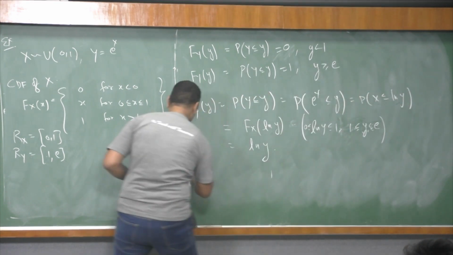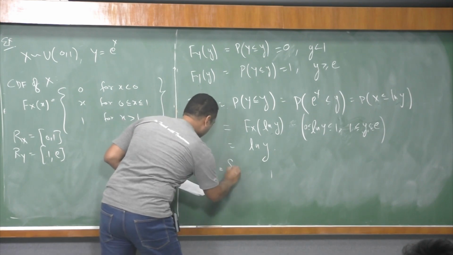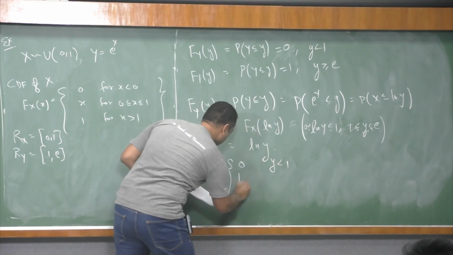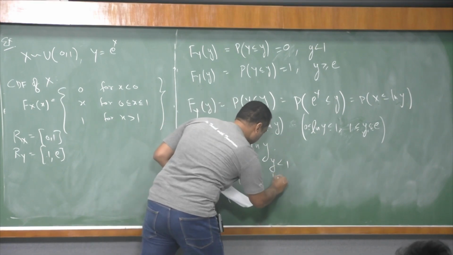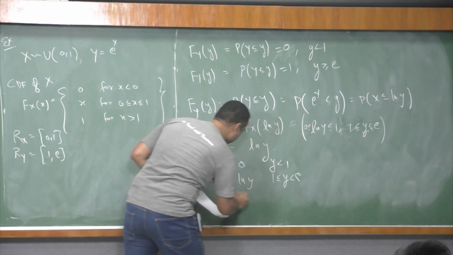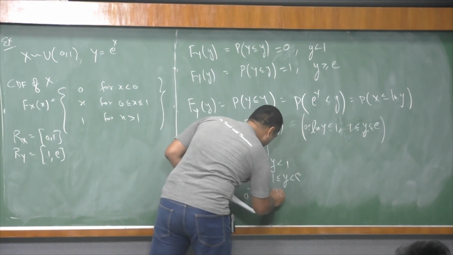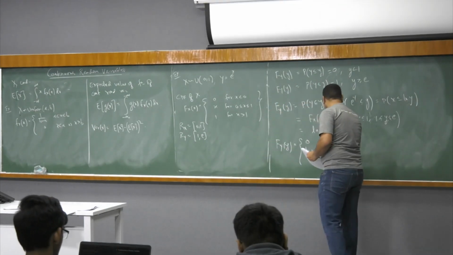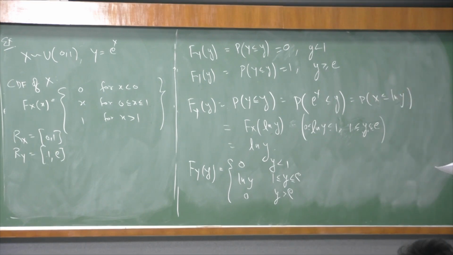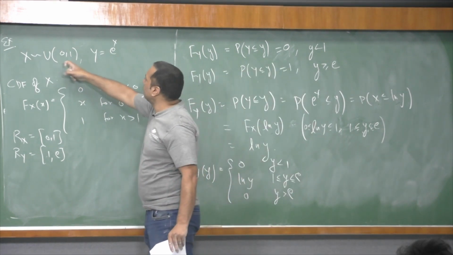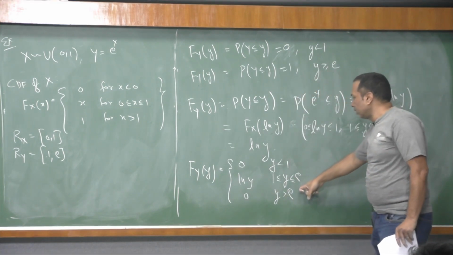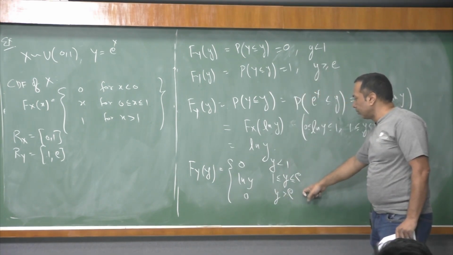So then we can write F_Y(y) is 0 for y less than 1. We just summarize this in one place. For y, 1 less than or equal to y less than e, and then it's 0 for y greater than e. So this is how we were given one distribution, and then we did a transform, and then we could find the distribution of the transformed variable.